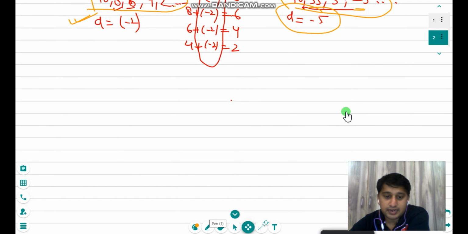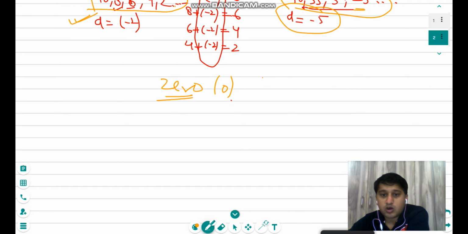Now let's see when D is 0, because we have said that D can be positive, negative, and 0. It's very easy. 3, 3, 3, 3, 3. If anyone asks you if this is an AP, you will say yes, this is an AP. Many students get confused. And what is the common difference? The common difference is 0.